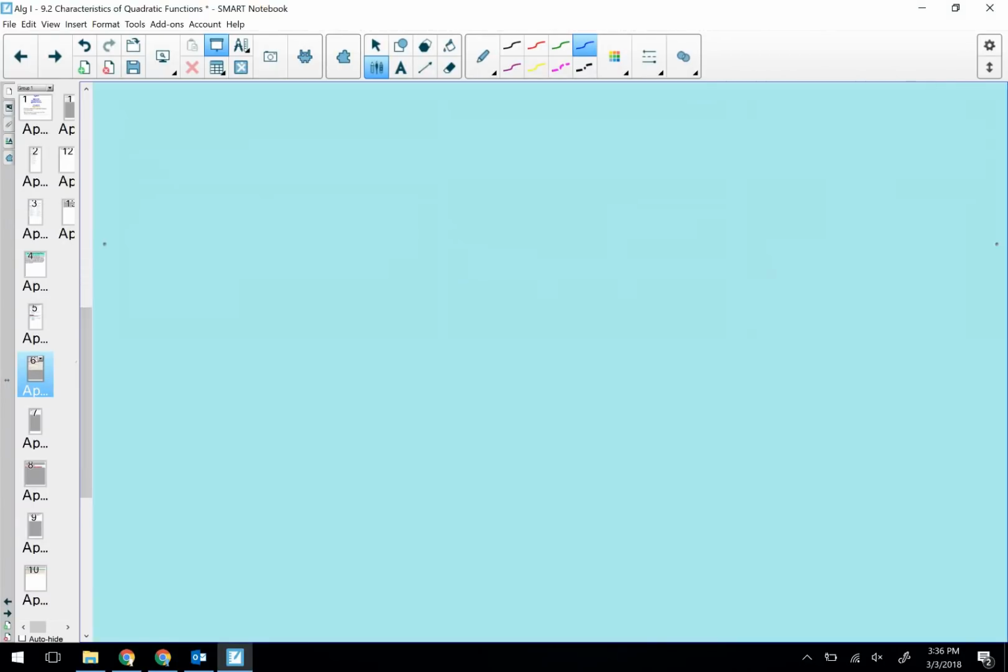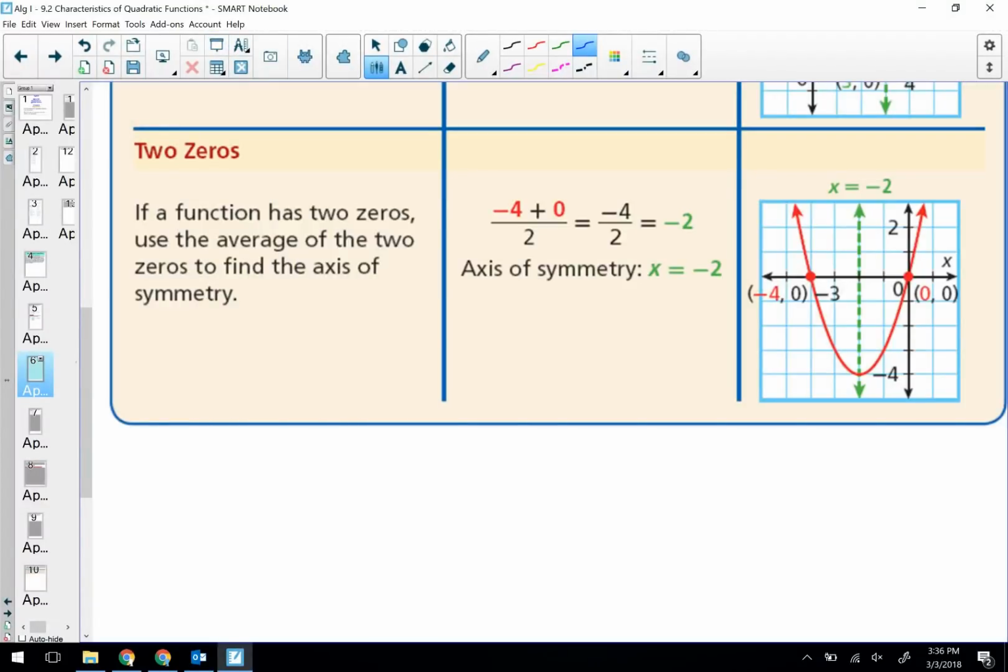If a function has 2 zeros, then the axis is going to go directly in between those zeros. So look, I've got -4 and 0 here, right? What's halfway between -4 and 0? -2. That's why you see the axis of symmetry at x equals -2. Okay, it's halfway between the zeros.